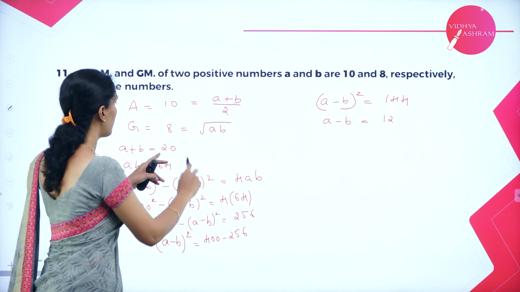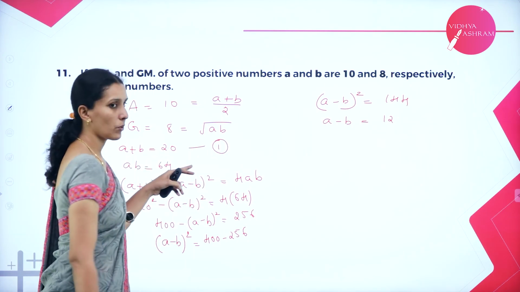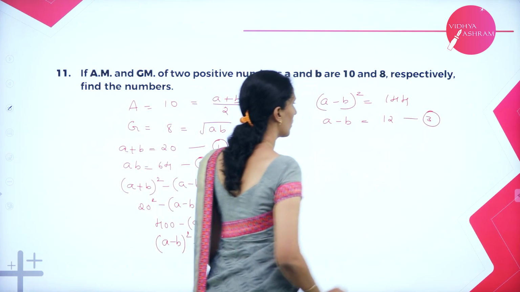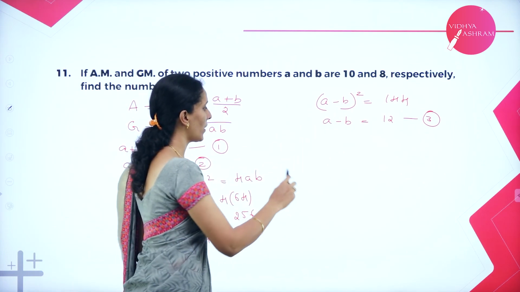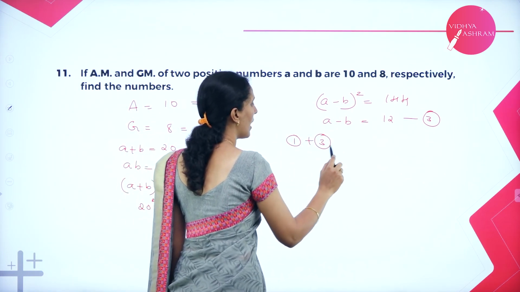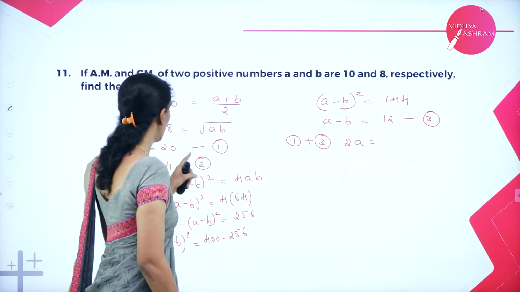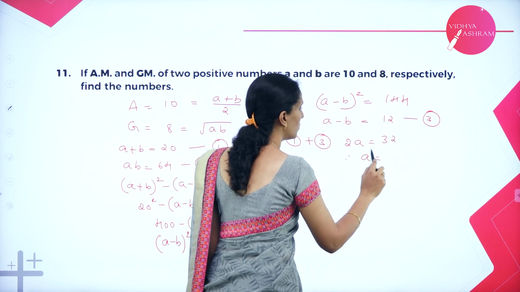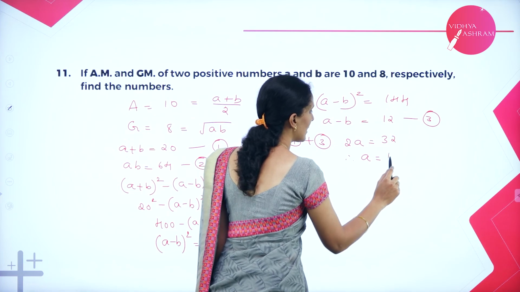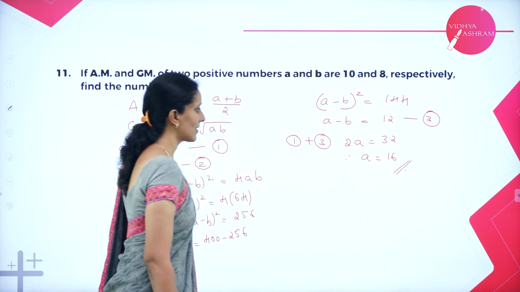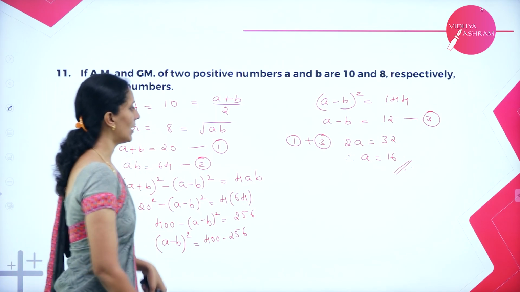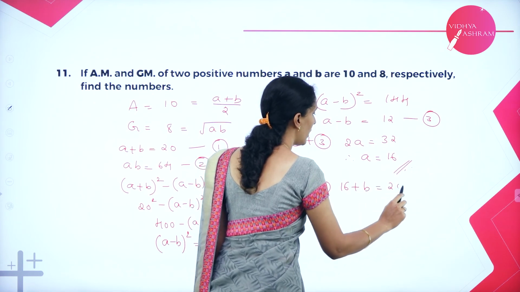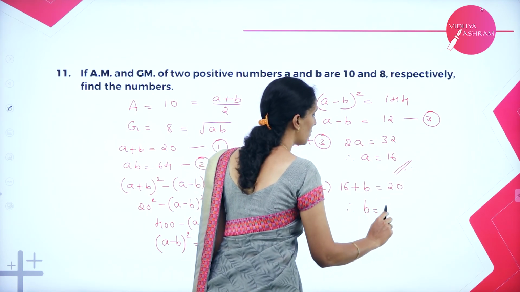So now I have A plus B is equal to 20. Let me take this as equation 1, this as equation 2 and this as equation 3. Now adding equation 1 and equation 3, I'll get 2A is equal to 20 plus 12, 32. So therefore A is equal to 16. So I got the value of A as 16. Now substituting in 1, I get 16 plus B is equal to 20. So therefore, B is equal to 4.